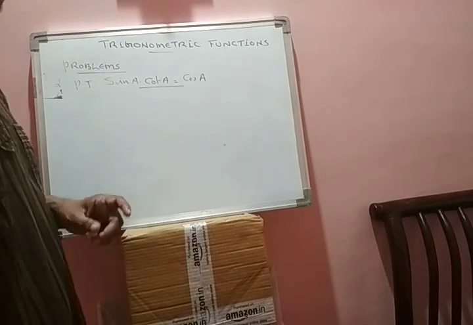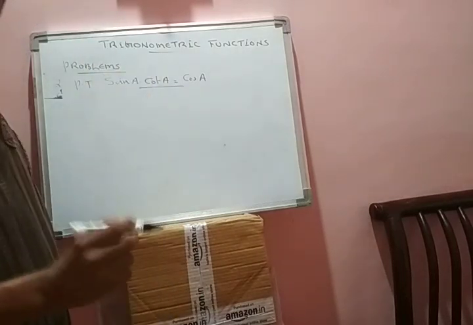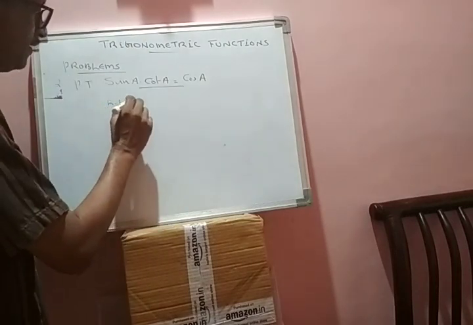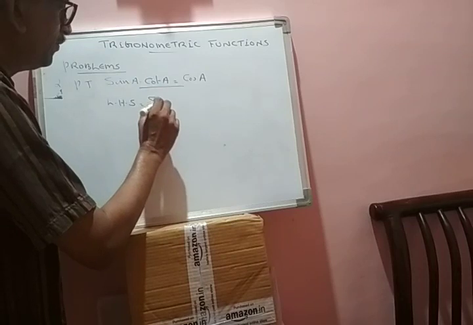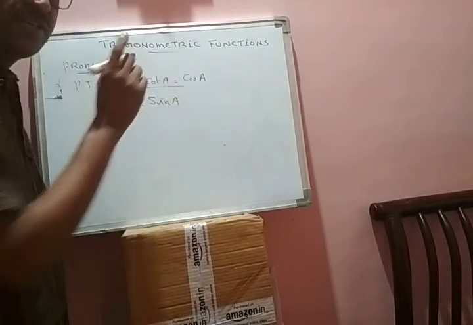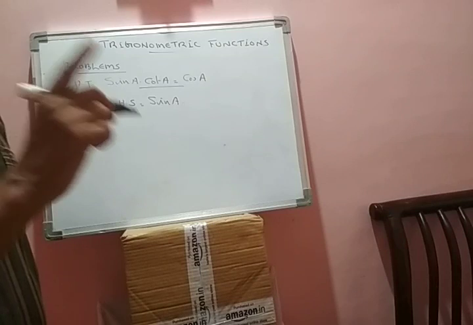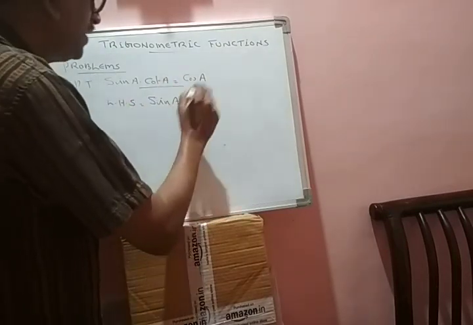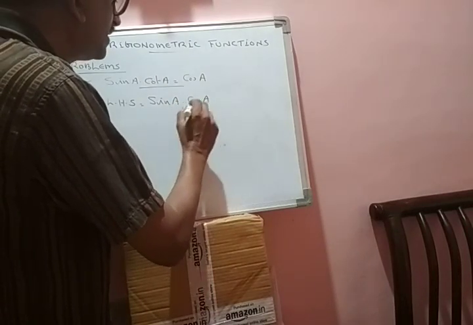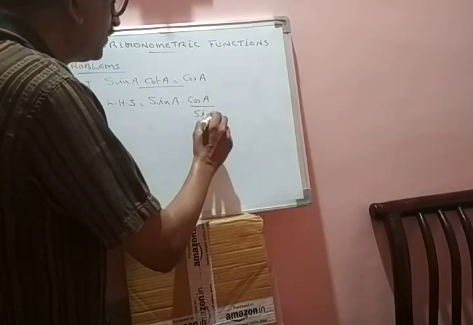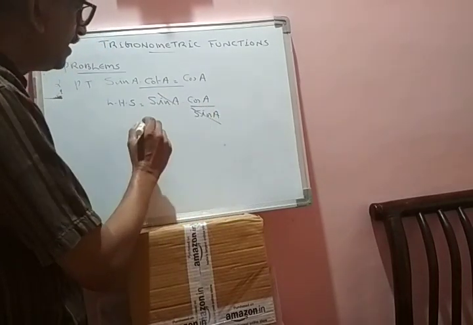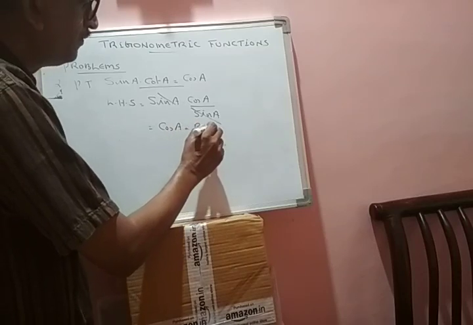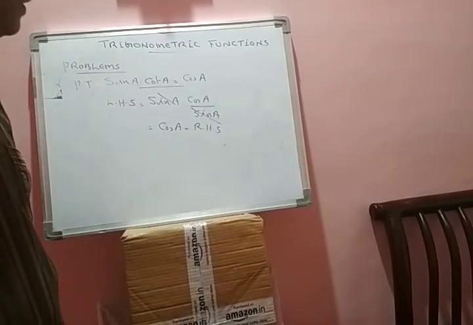This is the second problem. Prove that sin A into cot A is equal to cos A. Take the left hand side. LHS is equal to sin A into, what's the result of cot A? There is a result for cot A. Cot A is same as cos A by sin A. Now replace cot A by cos A by sin A. Sin A gets cancelled. Answer cos A, which is equal to right hand side. Therefore, left hand side is equal to right hand side. That is the answer.